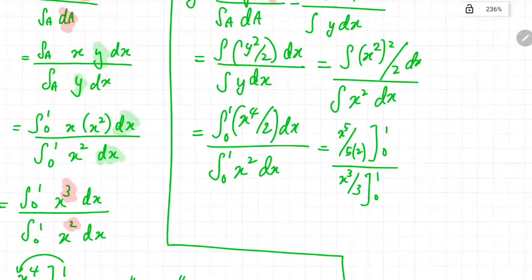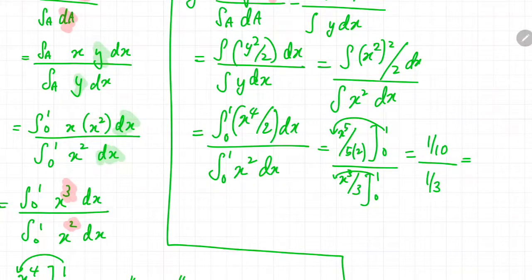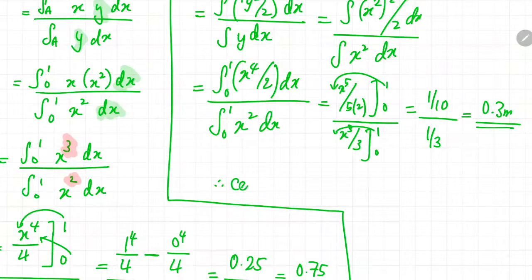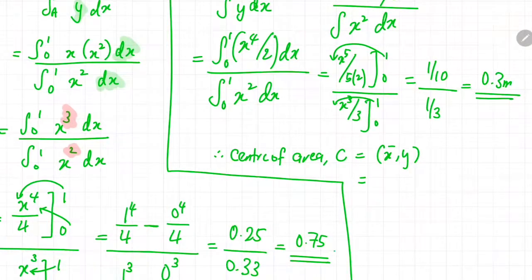So you just substitute the value accordingly, just like the previous step, and you will get the y bar to be 0.3 meter. So from this analysis, we can conclude that the center of area, or C, for this boundary is equivalent to x bar and also y bar. Oh, I missed writing the bar on top. By which the x bar is 0.75 meter and the y bar is 0.3 meter.